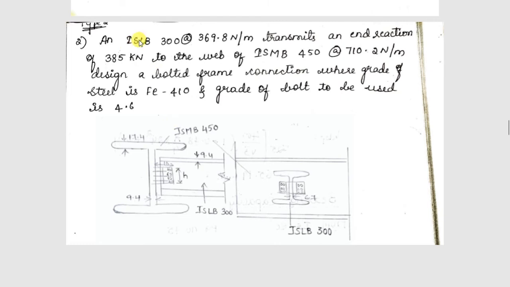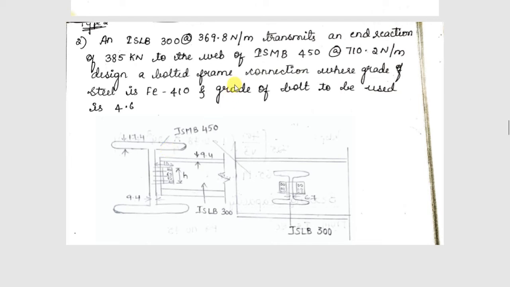So an ISLB 300 at 369.8 Newton per meter transmits an end reaction of 385 kilonewton to the web of an ISMB 450 at 710.2 Newton per meter. Design a bolted frame connection where the grade of steel is Fe410 and the grade of bolt to be used is 4.6. So here in this problem, he is asking you to design a beam to beam connection.